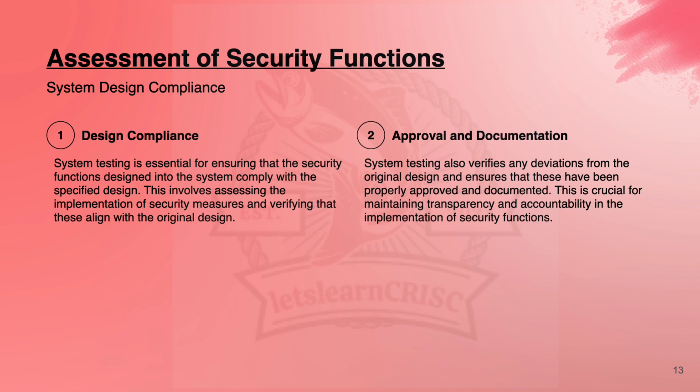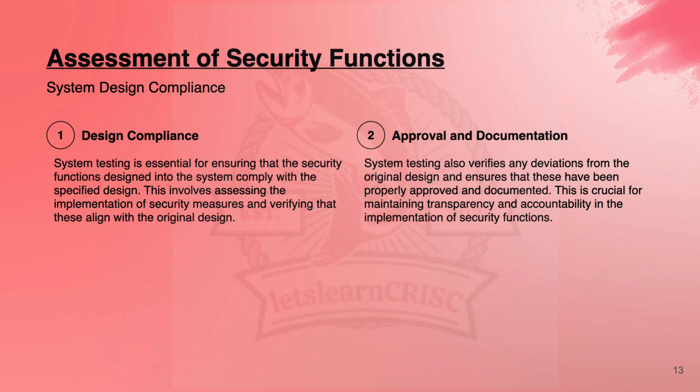And if deviation from the original design are identified, system testing ensures that these deviations have been properly approved and documented. And this involves a formal process of acknowledging and authorizing changes. Friends, verification of deviation and the associated approvals process contribute to the transparency by making all changes visible and accessible to relevant stakeholders. So providing a clear record of changes made to the security configurations, enhancing transparency for security administrators and the auditors.